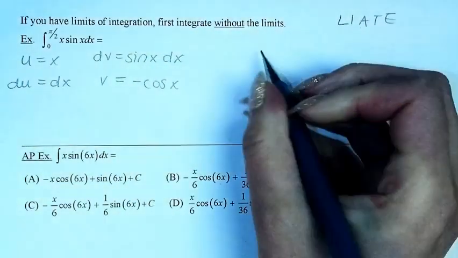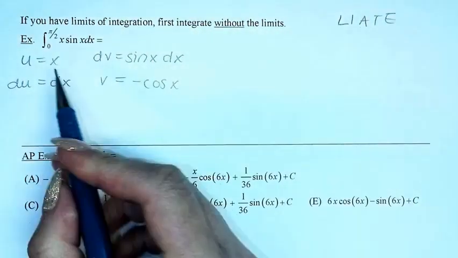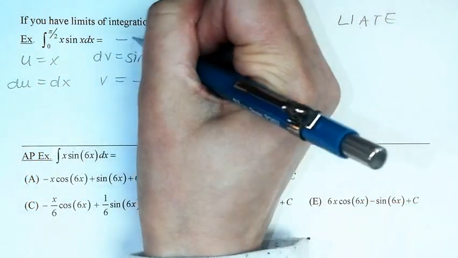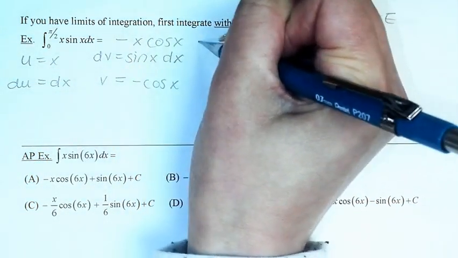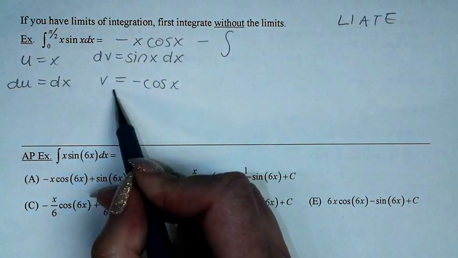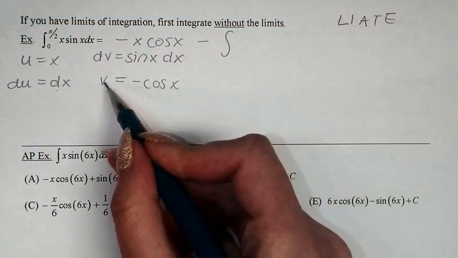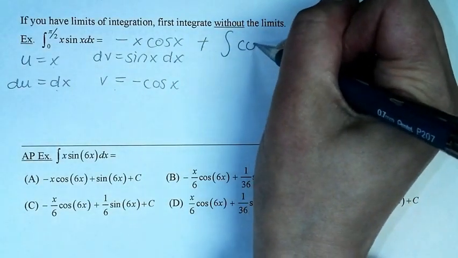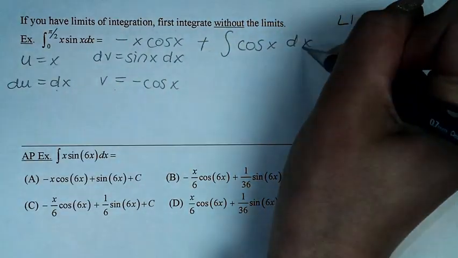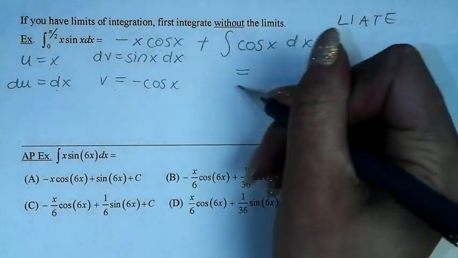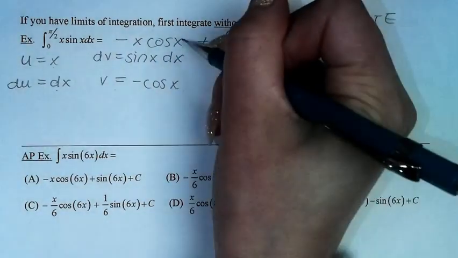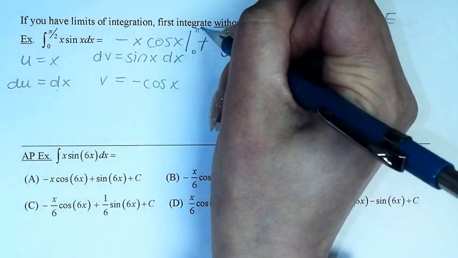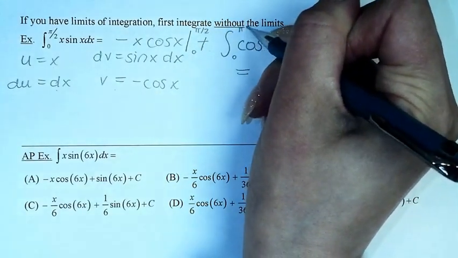Do you agree with that? Once you have that, you are going to do uv, so negative x cosine x, minus the integral of v du. This one is a negative, so negative and negative makes positive. So technically speaking, you have a cosine x dx. This is going to be evaluated from 0 to pi over 2, over here and over here.